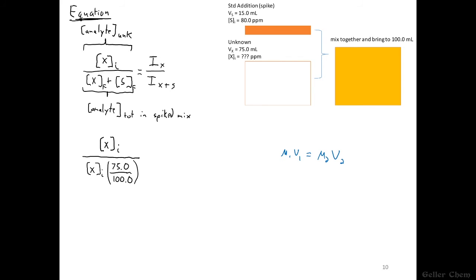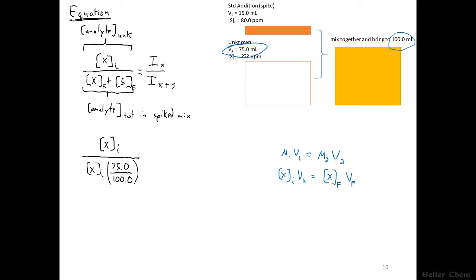What I'm doing is I'm changing the symbols. Instead of using M1, I'm going to call this initial concentration of X, which is what we see in these equations. Instead of saying M2, we'll label that final concentration of X, like in the equation. V1 would just be the volume of just the unknown by itself, Vx, and V2 we'll label as Vf. What is the final volume of the mixture? So same exact algebra, just new symbols. And we know what the volume of the original unknown was. It's 75.0, and we know the final volume, it's 100.0.